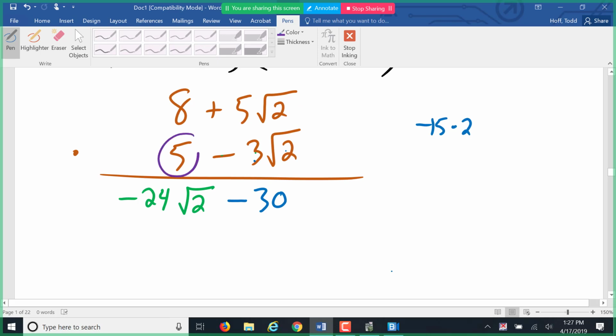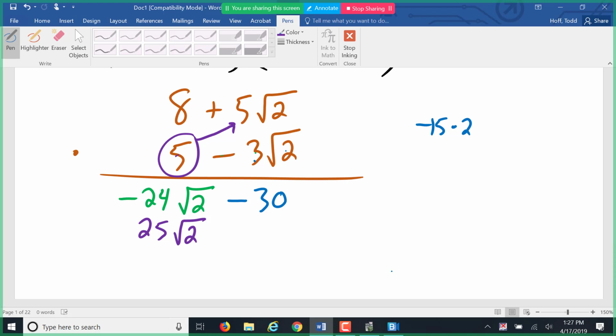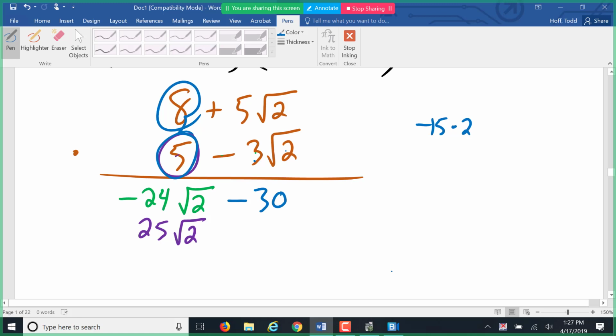I move over to the 5. I do 5 times 5 square roots of 2. I multiply the counts. 5 times 5 is 25. Nothing to multiply the square root of 2 by, so that's just square root of 2. And now I do the 5 times the 8, which is 40.